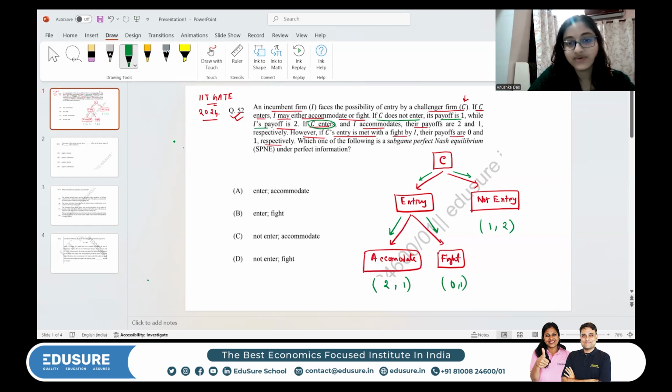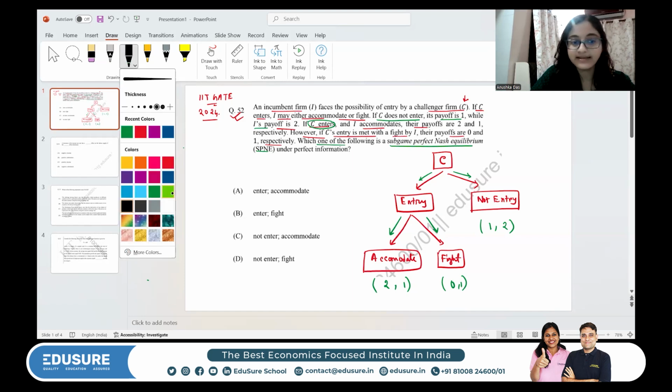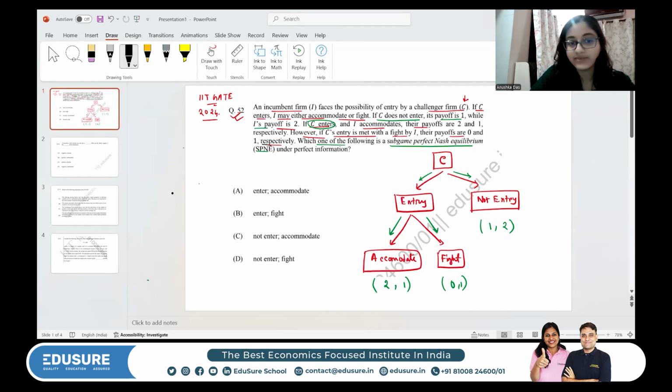Now the question says, which one of the following is a subgame perfect Nash equilibrium under perfect information? Now please understand this thing. Subgame perfect Nash equilibrium is a strategy where each player has an equilibrium in each of the subgames. So this is one subgame, and here you have another subgame. So in each of the subgames, when equilibrium prevails for each player, then we will say that strategy profile is a subgame perfect Nash equilibrium.